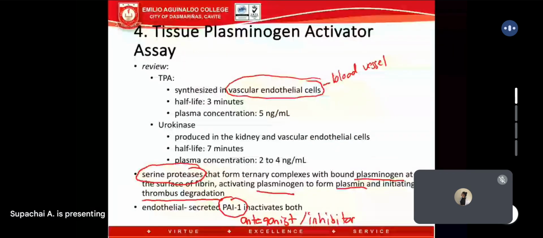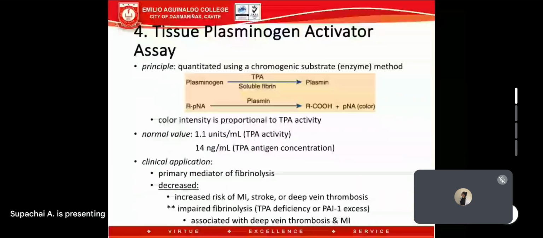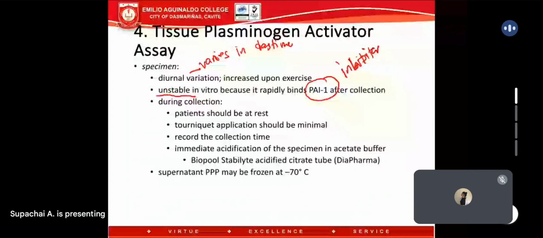So, the endothelial cells, on the other hand, can secrete PAI1, plasminogen activator inhibitor 1. So, PAI1 can inactivate TPA and urokinase. Because PAI1 is considered to be an antagonist or inhibitor. Sorry. So, to measure TPA, you need a specimen.